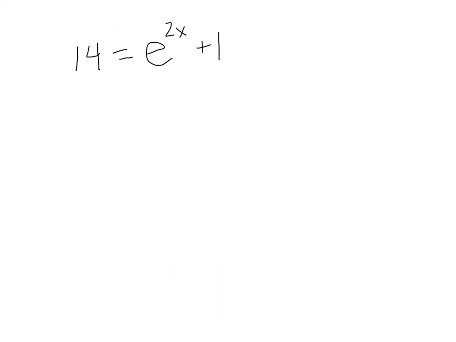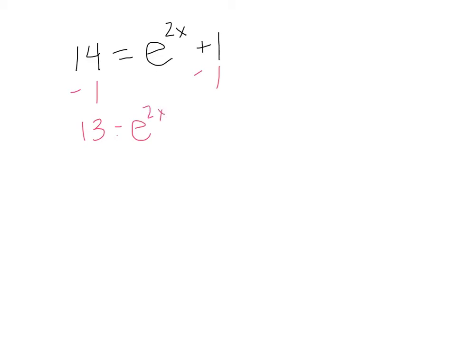So 14 equals e to the 2x plus 1. This is still an exponential problem. This one just happens to deal with the natural base of e. Well, let's go ahead and first isolate our exponential just like we did in the last problem. Except in this case, we just need to subtract. So we end up with 13 equals e to the 2x.